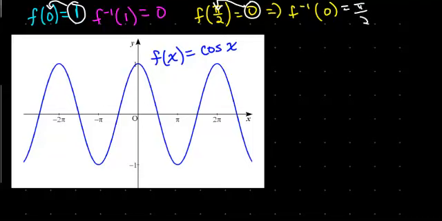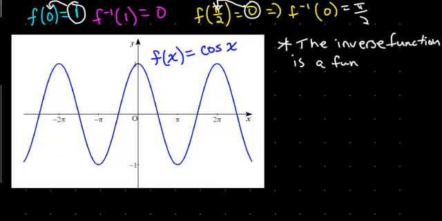Now the problem is, we're kind of glossing over something here. The inverse function is a function. That is, it's the inverse function, and thus it is a function. So let's look back here at this one. I said f of 0 equals 1 and f inverse of 1 equals 0. So let's think about that just a little bit more.